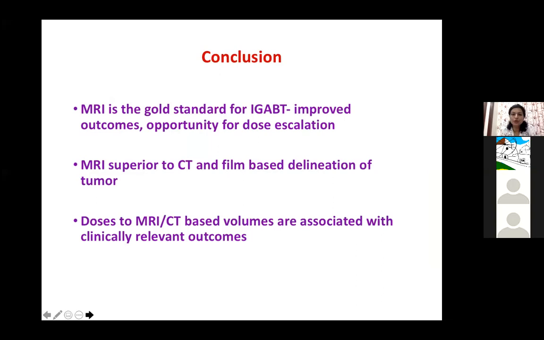So I would like to conclude by saying that MRI is still the gold standard for image-guided adaptive brachytherapy. There are improved outcomes that we've seen with retro EMBRACE.